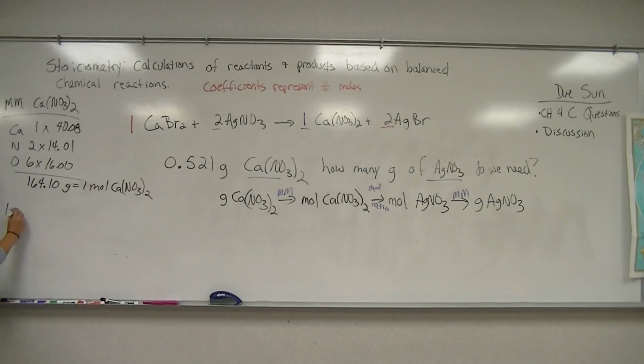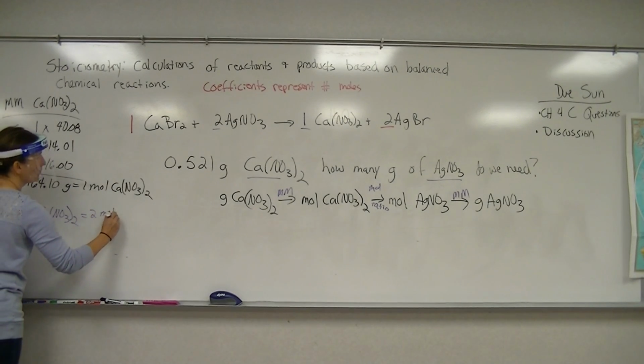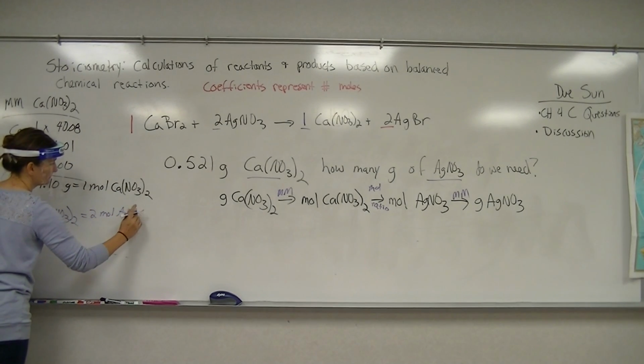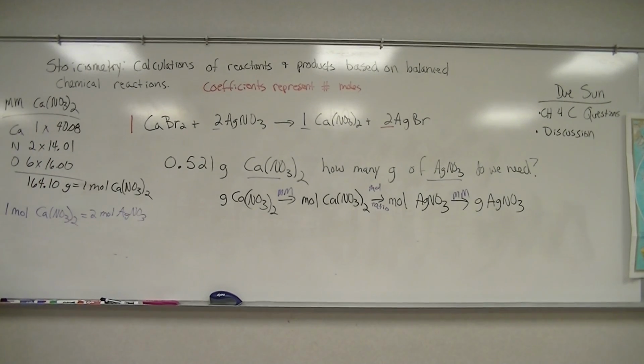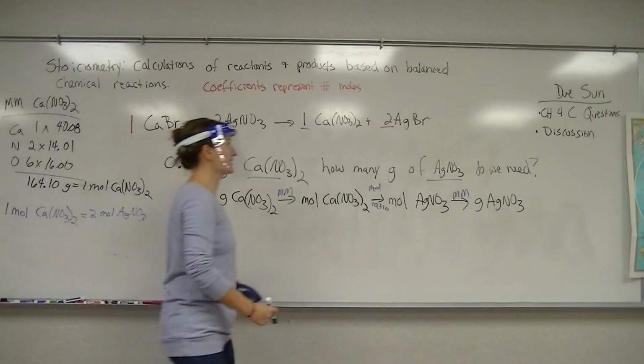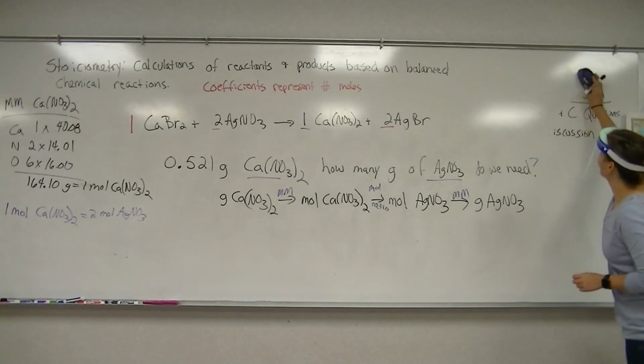So that means 1 mole of calcium nitrate is equal to 2 moles of silver nitrate. Oops, I was thinking right there. I have no room to do the next calculation. I have to erase.